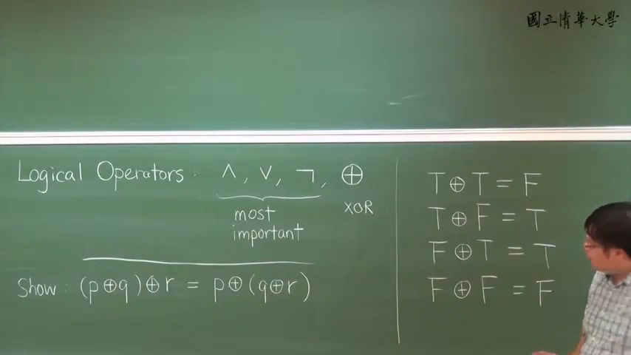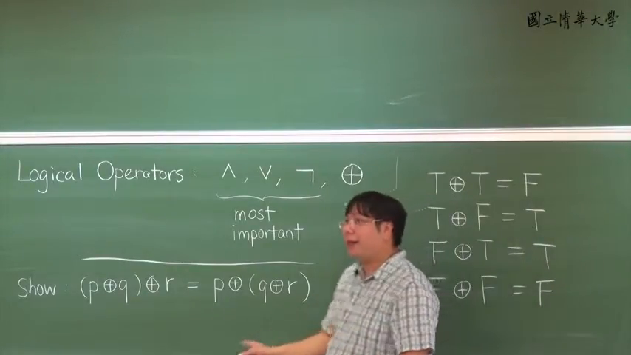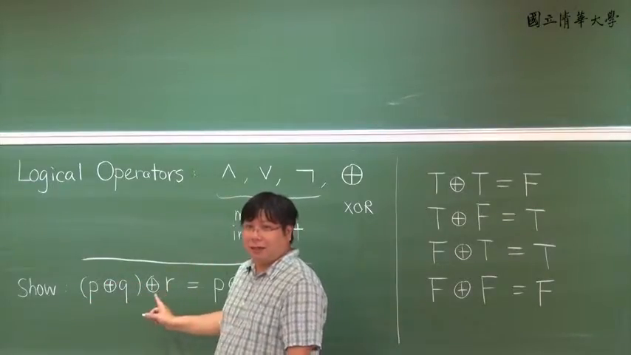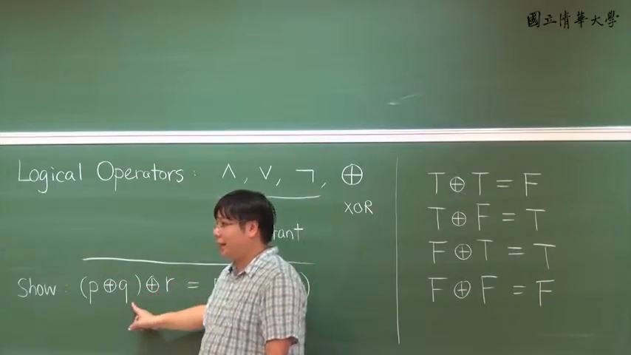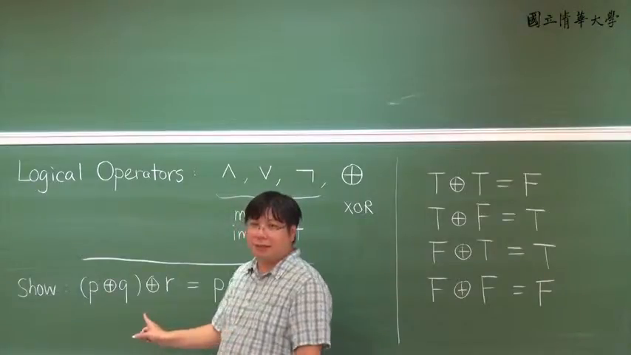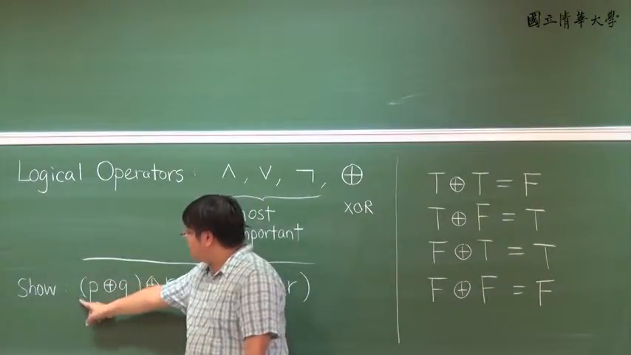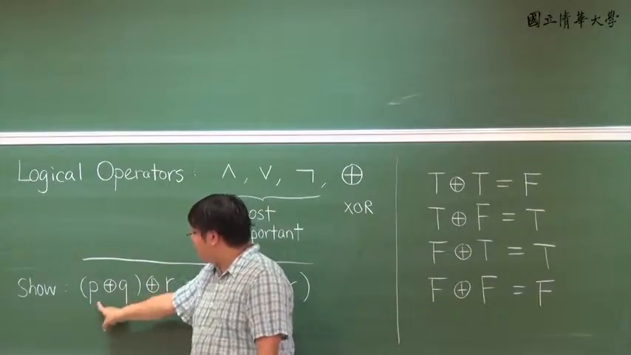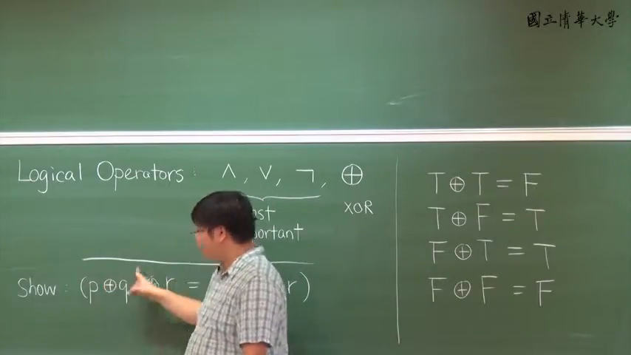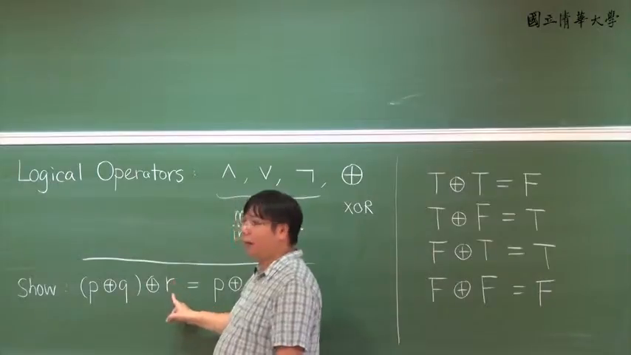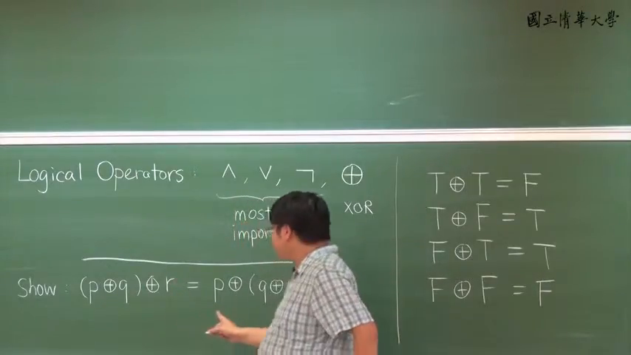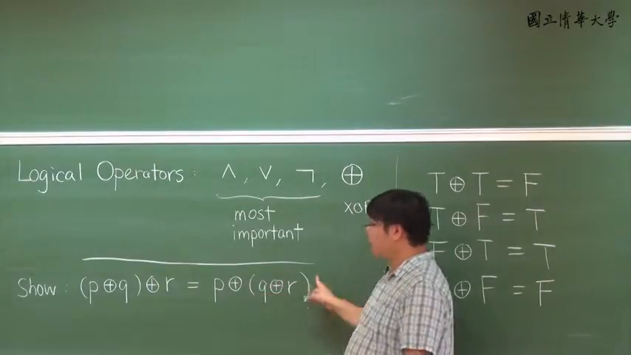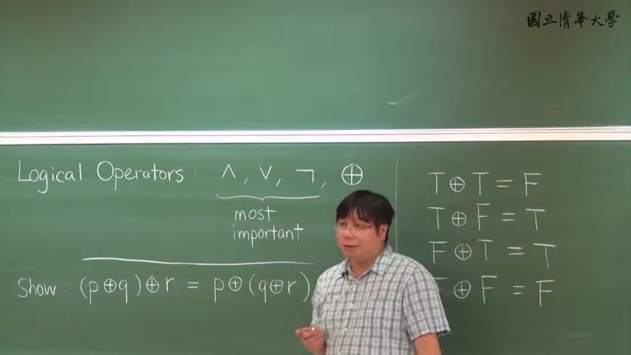Okay. And I hope you still remember that at the end of the class, I asked you to show that no matter what P, Q, R is, the result of this proposition, this is a very long proposition, right? So I have P exclusive OR Q, do this first, and exclusive OR R will always be the same as P exclusive OR the result of Q exclusive OR R.